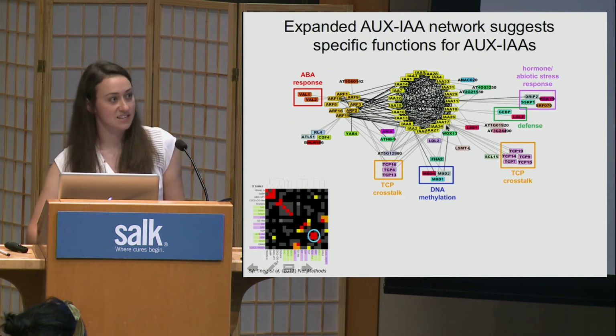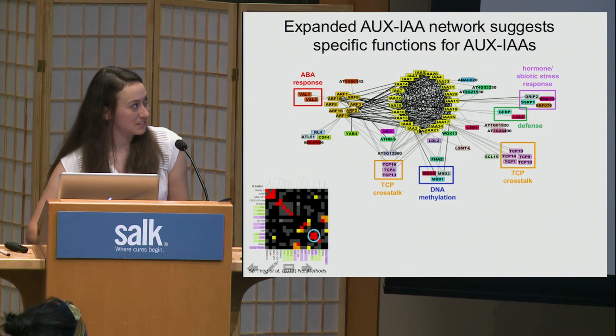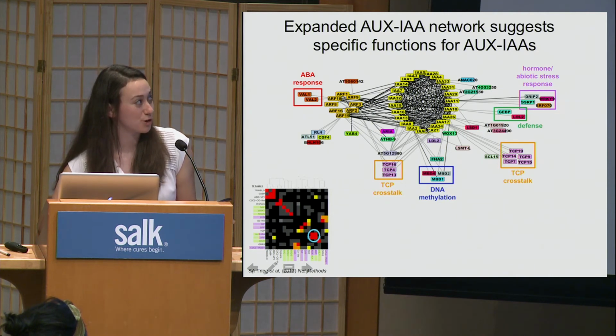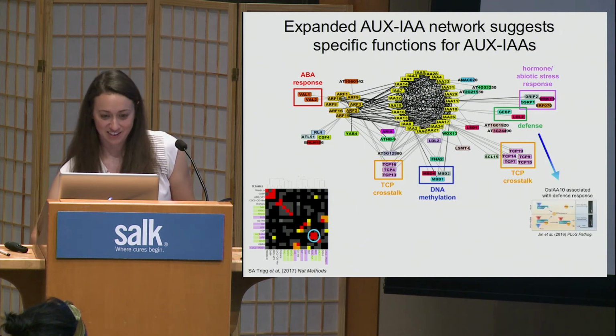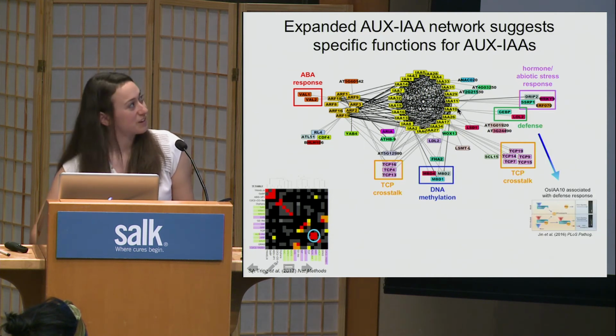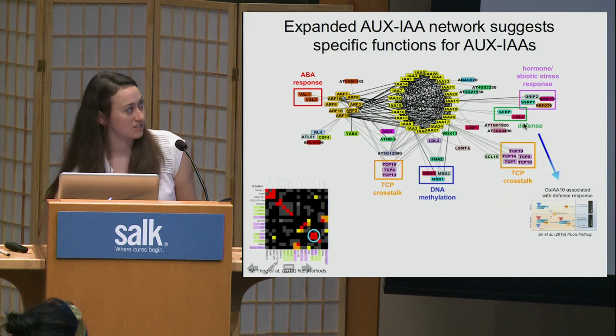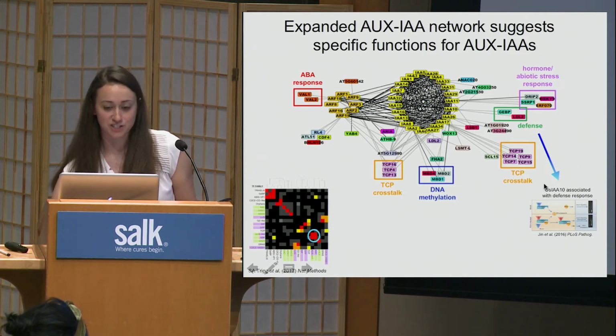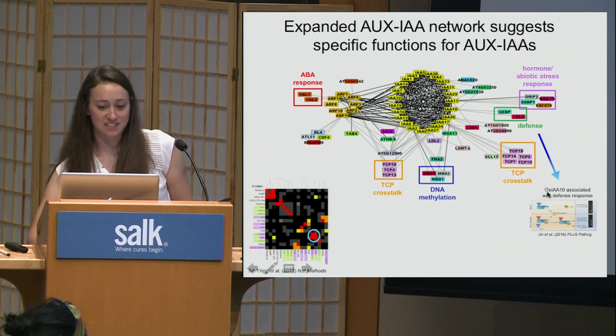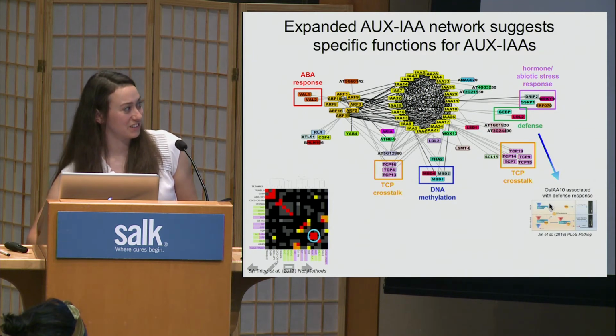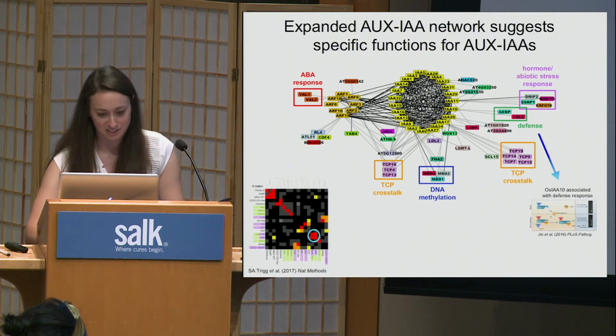For instance, the IAA17 factor seems to be interacting with these TCP transcription factors a lot more frequently than other IAA proteins. And then the IAA11 factor interacts with these two transcription factors that are involved in plant defense. That was interesting because in rice, the IAA10 homolog was found in a genetic experiment to be involved in defense response.